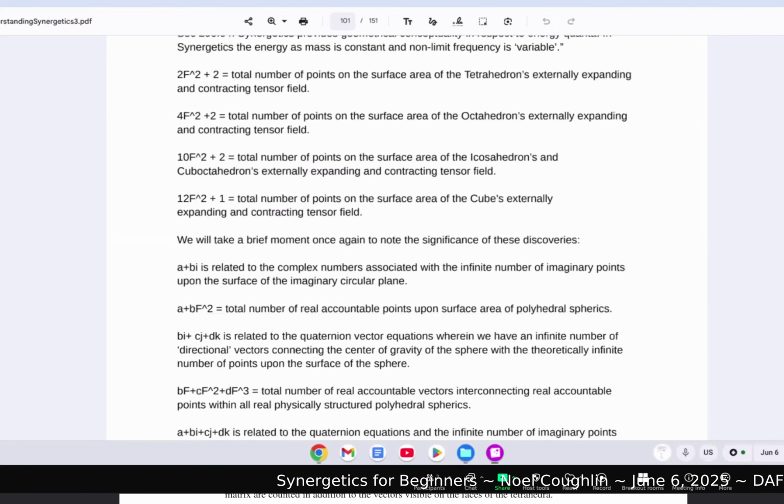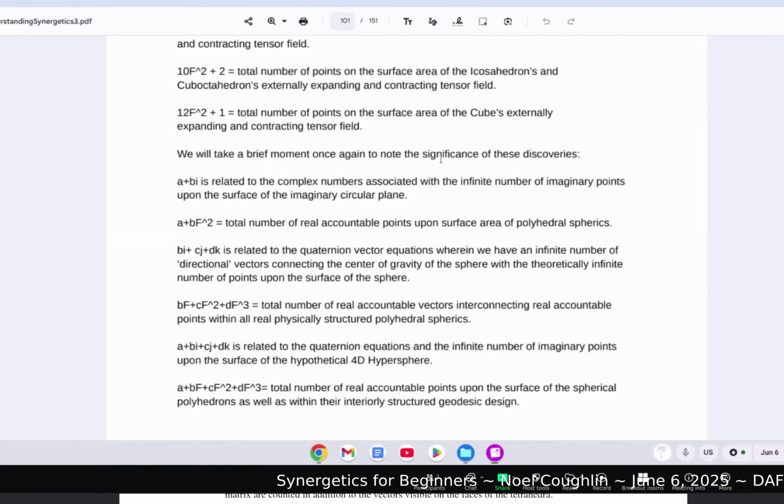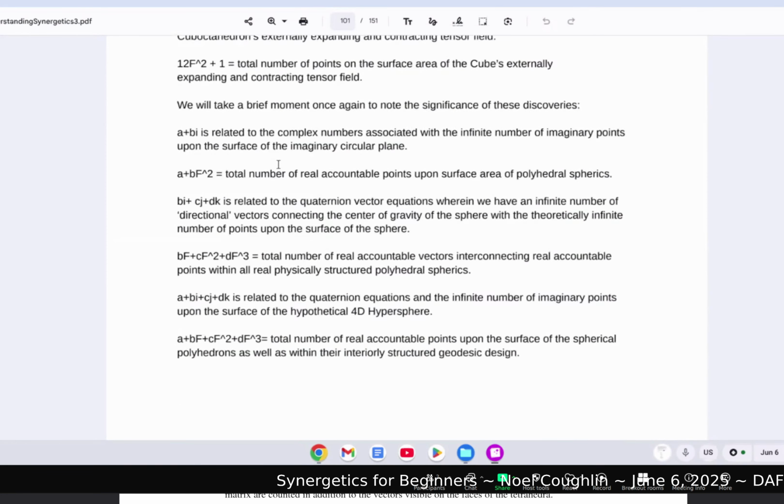So in synergetics, this is the synergetics equation for the total number of points, or closest packed spheres, on the surface area of the tetrahedron: 4f to the second power plus 2. It is the total number of points on the octahedron's external field. 10f to the second power plus 2 is for the icosahedron or the cuboctahedron. Now let's take a moment to look at how these are related. We have a plus bi, which is related to the complex numbers associated with the infinite number of imaginary points upon the surface of the imaginary circular plane.